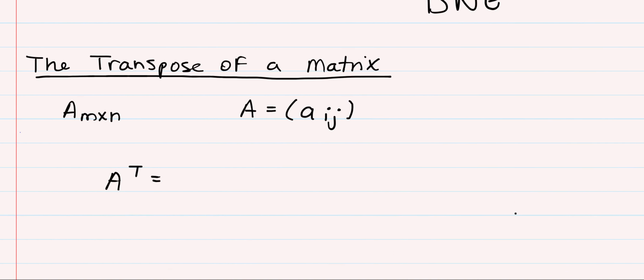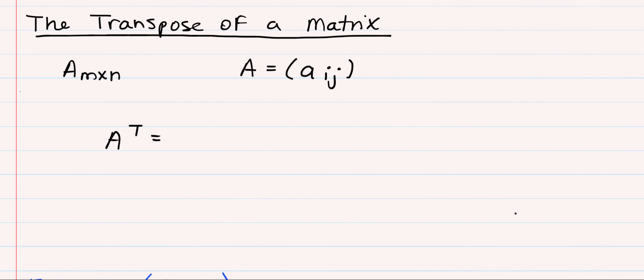Let's move on. Let's talk about the transpose of a matrix. A matrix A that's m by n can be any size. We can write it in this form. Remember, A is equal to lowercase a_ij. The transpose of the matrix is just flipping the matrix along its diagonal. So it's going to look like this, a_ji.